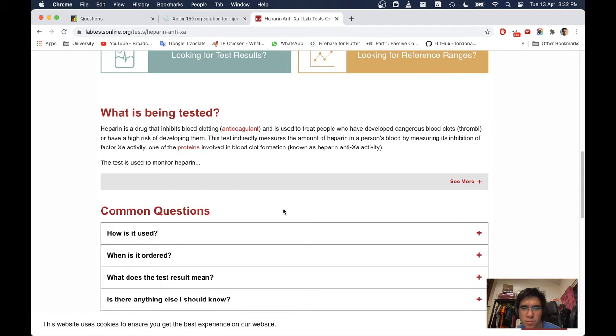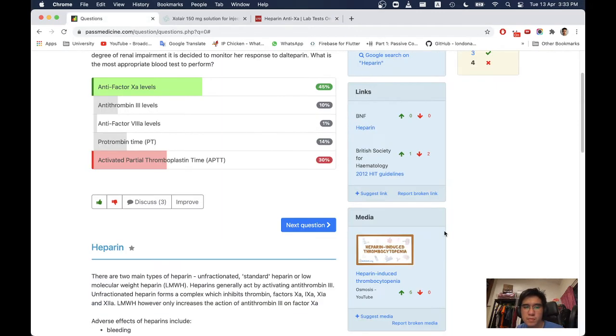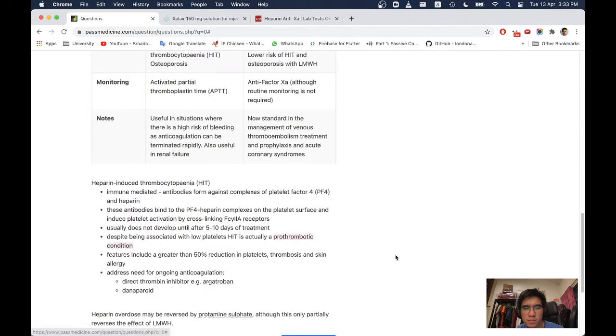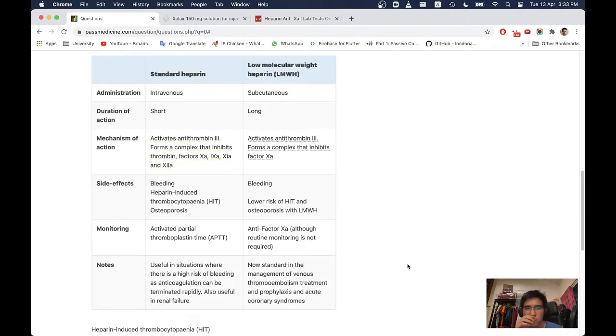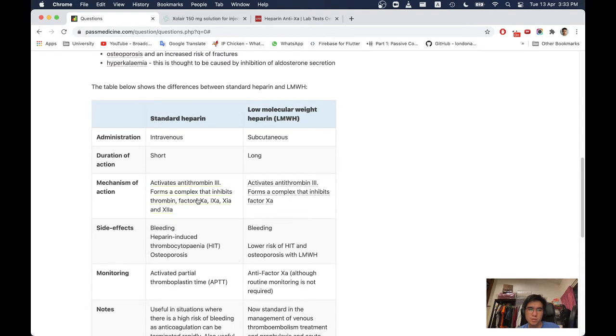One of the proteins involved in blood clot formation, known as heparin anti-10A activity. Okay, just take it as that lah. But for normal standard unfractionated heparin, APTT is more useful because it also affects other factors lah: 12, 11, 9.